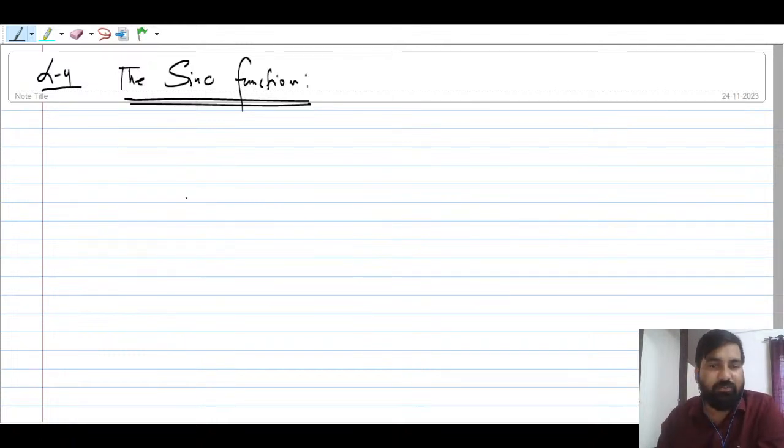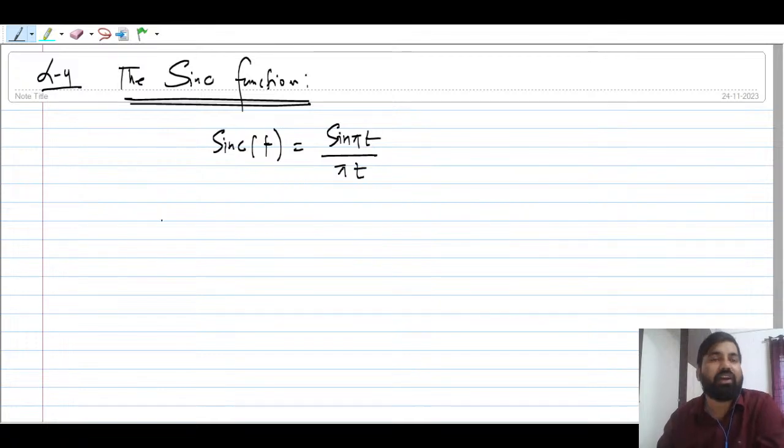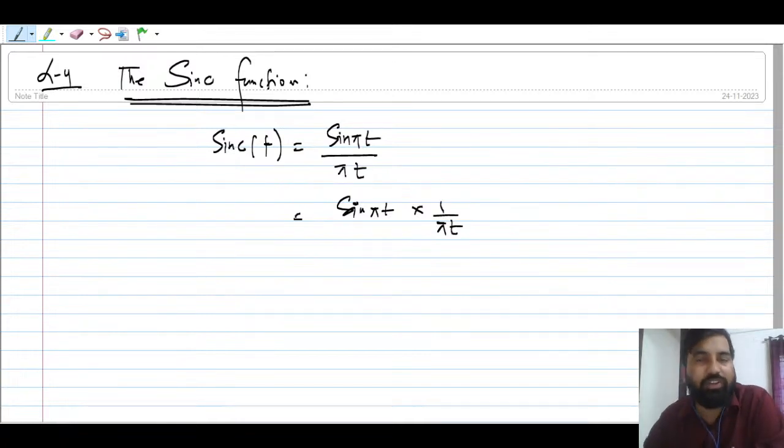So what is this sinc function basically? How does the sinc function look? The sinc function is encountered in many contexts, and it is defined as sinc of t equal to sine pi t by pi t. You can see here there are two functions: one is sinusoidal and one is 1 upon t. So you can also think of this function as sine pi t into 1 by pi t. If you forget about this pi, it is nothing but the product of two functions.